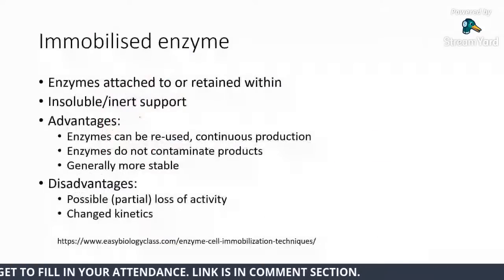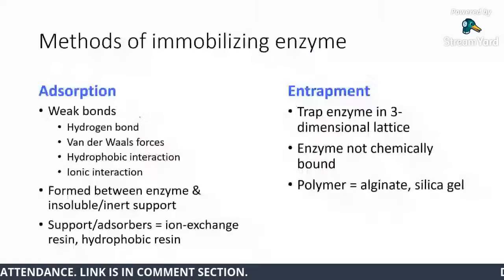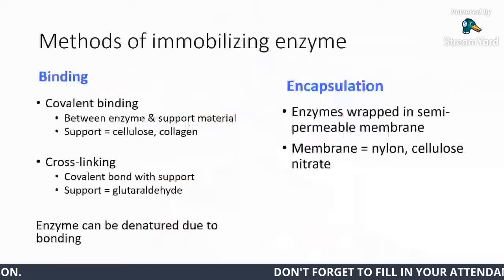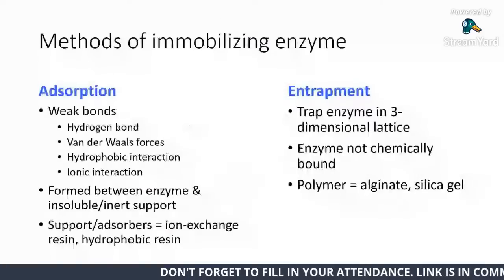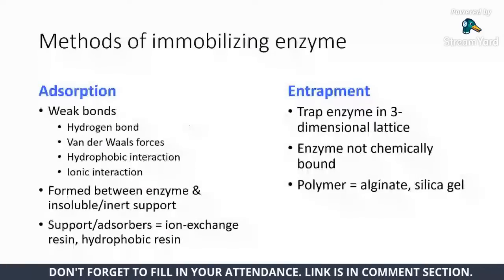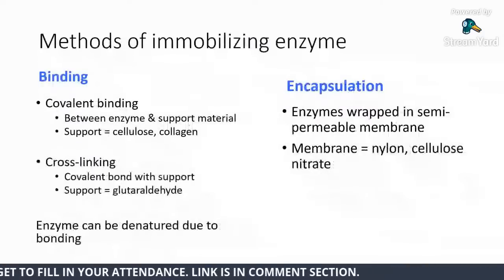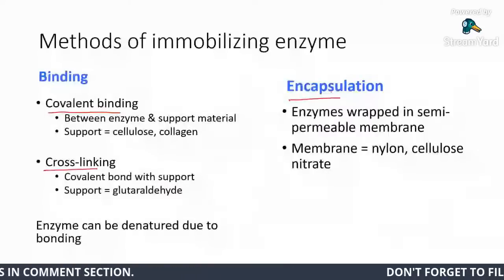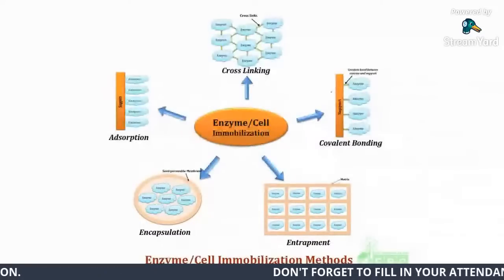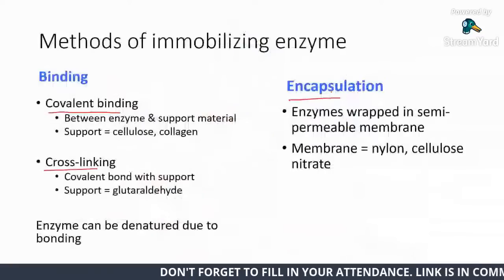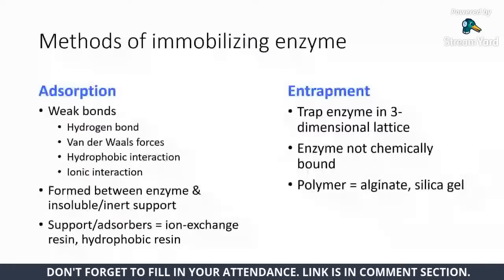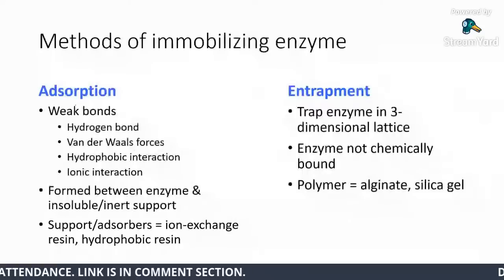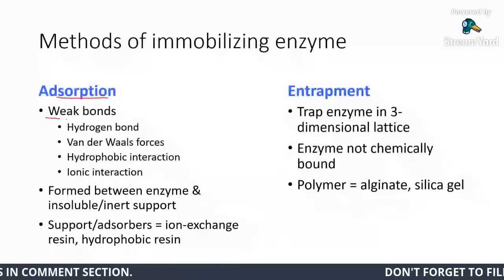So let's look at immobilized enzyme. So untuk immobilized enzyme, kita ada beberapa cara. I think the first one is adsorption, okay, and then we have entrapment. Untuk binding, kita ada dua type of binding, covalent binding and cross-linking, and lastly we have encapsulation. So I think what you need to know is the description of each technique. Okay, in adsorption, it actually bind in as weak bond.